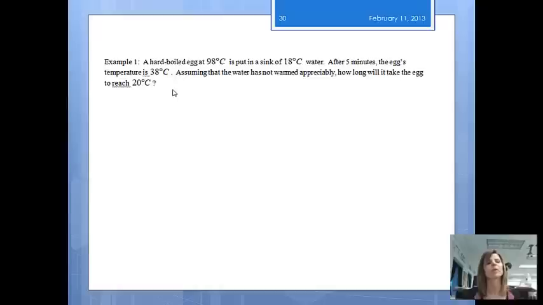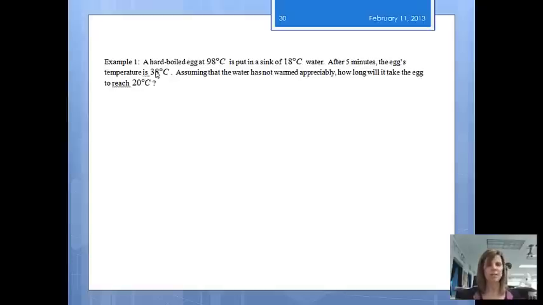We're going to start with a hard-boiled egg. It's at 98 degrees Celsius. It's put into a sink of 18 degrees Celsius water. After 5 minutes, the egg's temperature is 38 degrees. Assuming that the water has not warmed appreciably, how long will it take the egg to reach 20 degrees Celsius? I'm guessing some sort of chef might want to know this information, so for the chef we'll go ahead and do this problem.